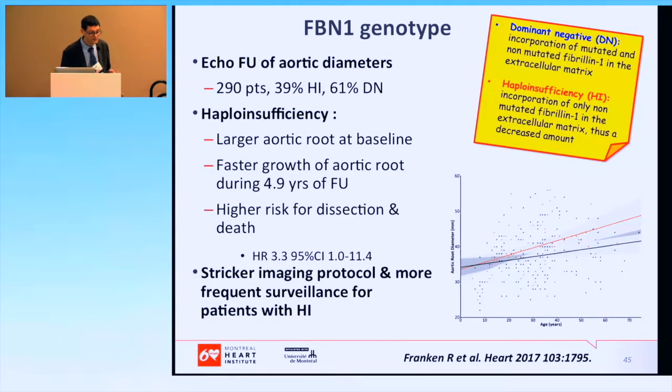We may learn more about how to tailor follow-up based on FBN1 genotype. It's been shown that patients who have haploinsufficiency in the FBN1 mutation, the FBN1 mutations that cause haploinsufficiency, are associated with larger aortic root at baseline and faster growth, so they maybe should get closer imaging follow-up.